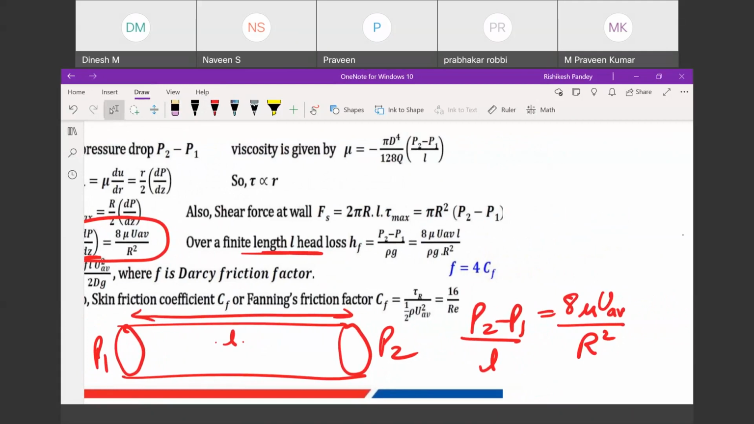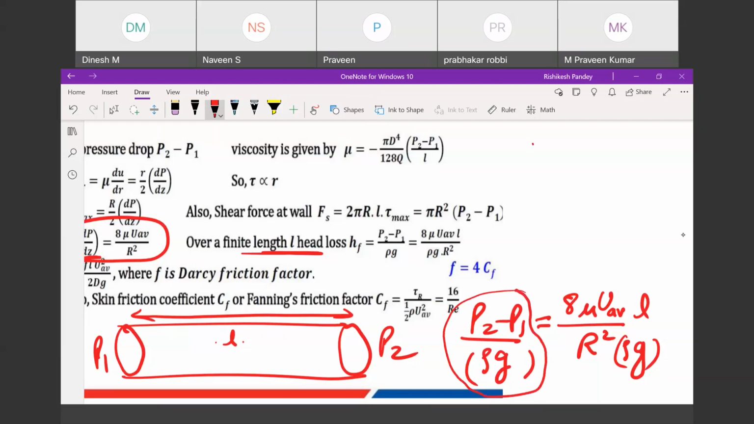Now what I am going to do is I am simply dividing the right-hand side and left-hand side by rho g, after first taking this L here. This I can do. Okay. Now what is this? You see, P is what? Rho g H. So P by rho g is what? H, pressure head. So P2 minus P1 by rho g is what? Pressure head loss. That is the head loss, which is 8 mu U average L by rho g R square.